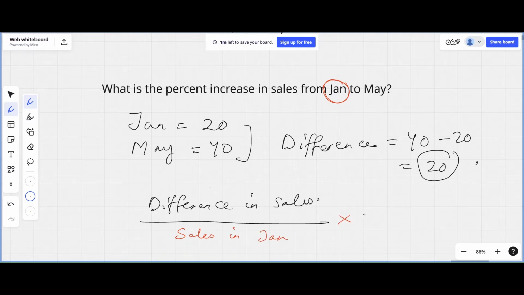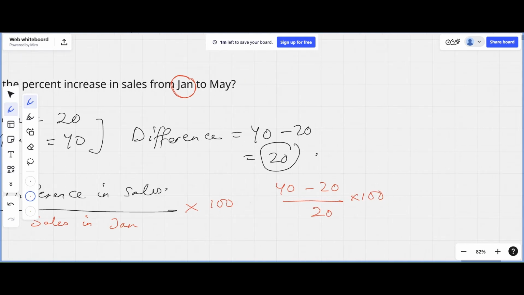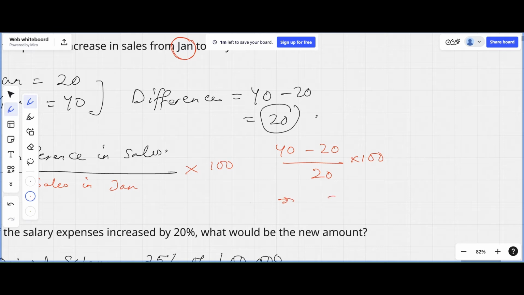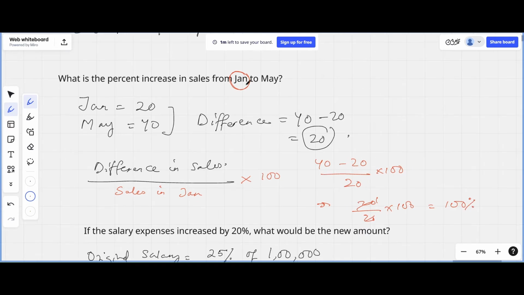Multiply by 100 because we are searching for percentage. So difference in sales is 40 minus 20, divided by sales in January, which is 20, multiply 100. 40 minus 20 is 20, divided by 20 is 1, multiply 100. So it is 100%. We'll do it like this: difference in sales divided by sales in January, the first one.